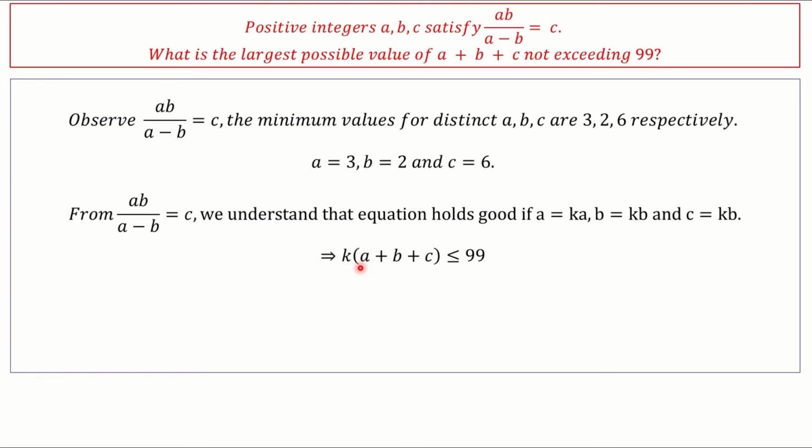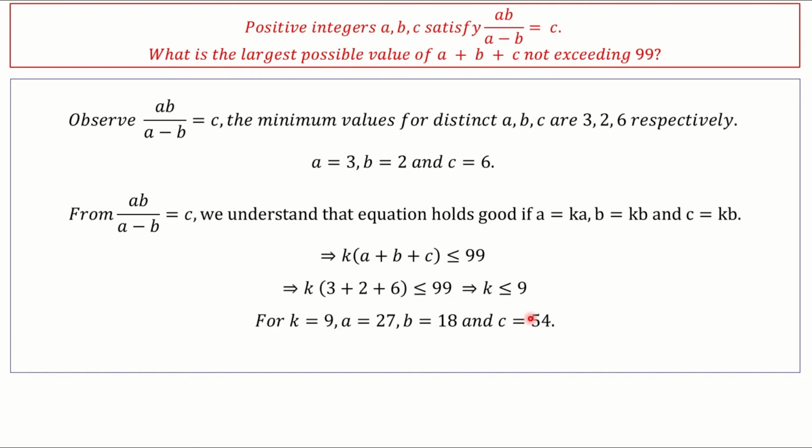Now you define k with this. Minimum values of a, b, c are 3 plus 2 plus 6. Correct. So k into 3 plus 2 plus 6 is less than or equal to 99. So that is 11k, right? So k should be less than or equal to 9. Okay. So the largest possible value we are trying to find will come only if k equal to 9. That means a equal to 27, b is 18, c equal to 54. Now a plus b plus c equal to 99. This is the maximum value.